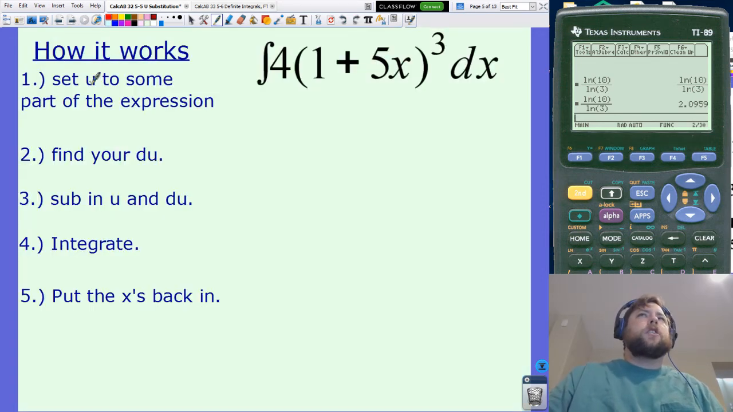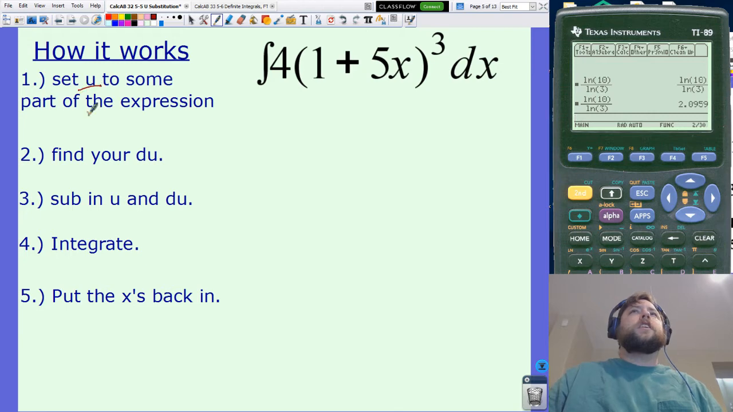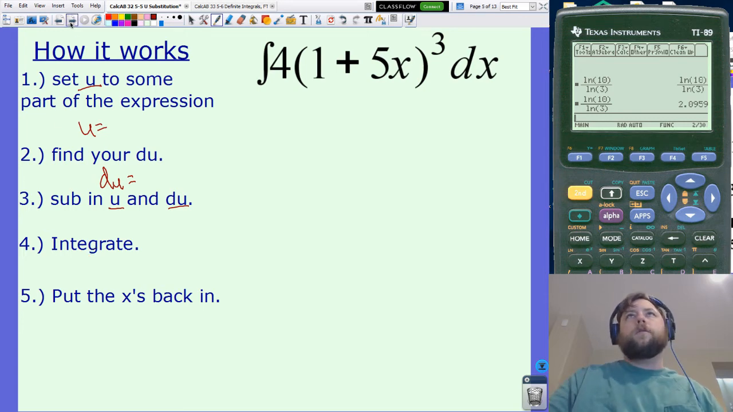How it works is you're going to set u to some part of the expression. You're going to find your du. So you set u equal to something, and then you find your du, which equals something. That's just deriving it. And then you're going to substitute in that u and du, do your integrating, put the x's back in, and you're done. So let's do the steps.